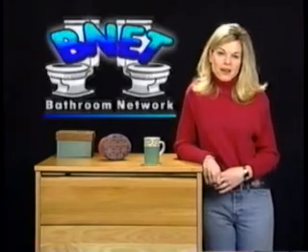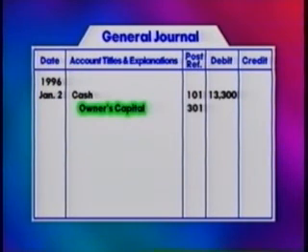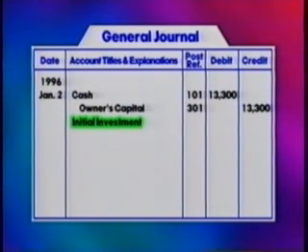To further explain general journal entries, we'll go back to the bathroom network. Stan's initial investment transaction is recorded in the General Journal by first debiting cash for $13,300 because you record an increase in an asset account with a debit. Then you credit the owner's capital account for $13,300 because an increase in an equity account is recorded with a credit. Finally, a brief explanation for the transaction is recorded in the General Journal.